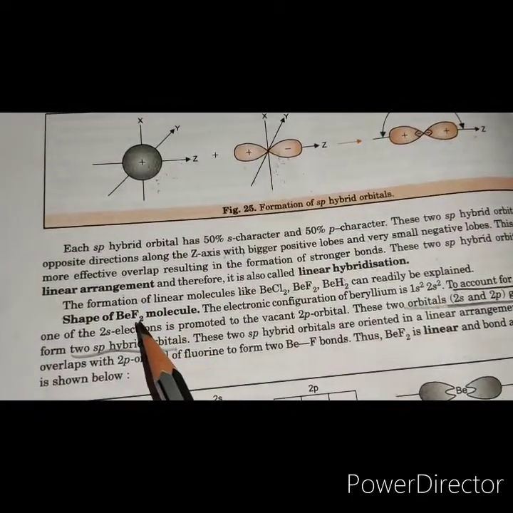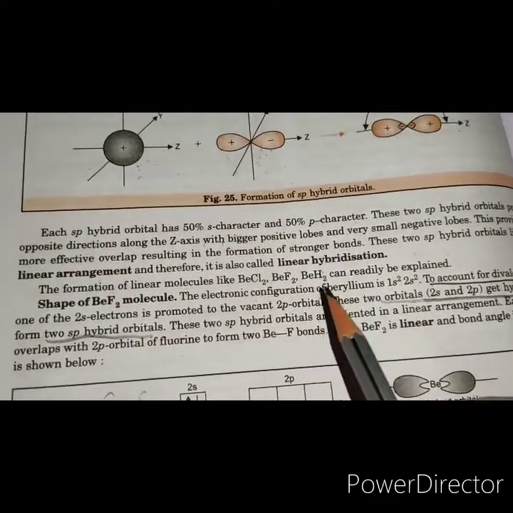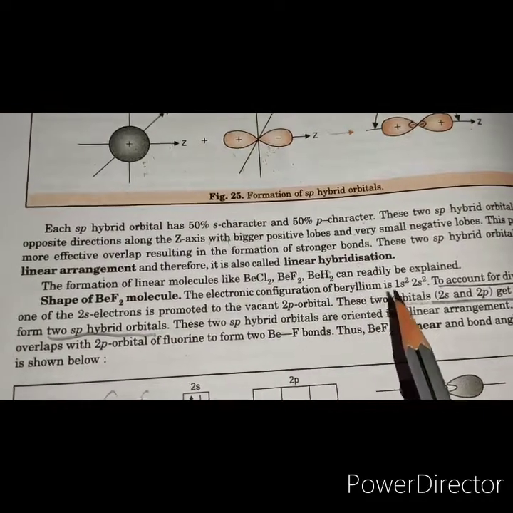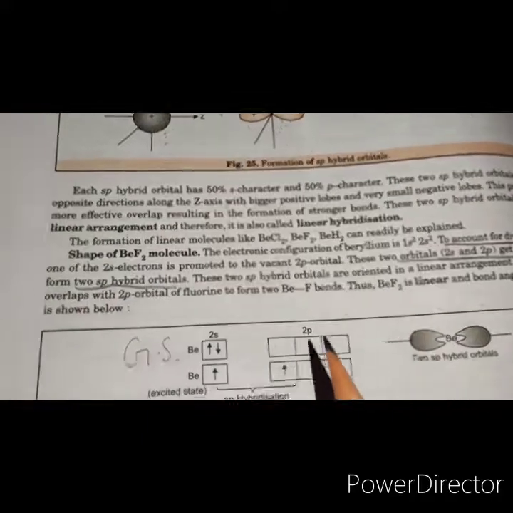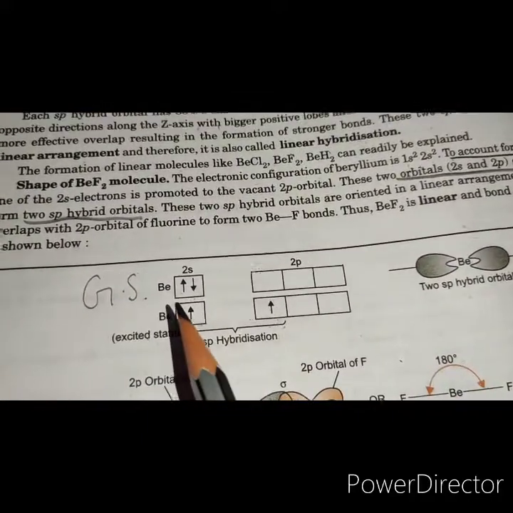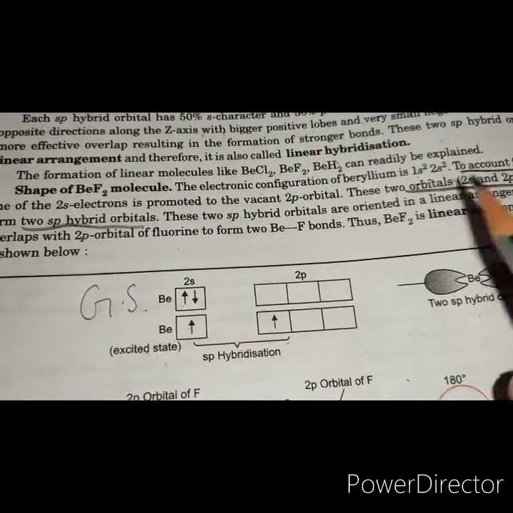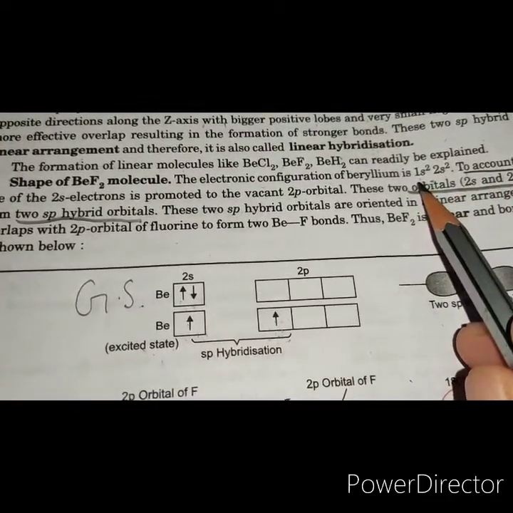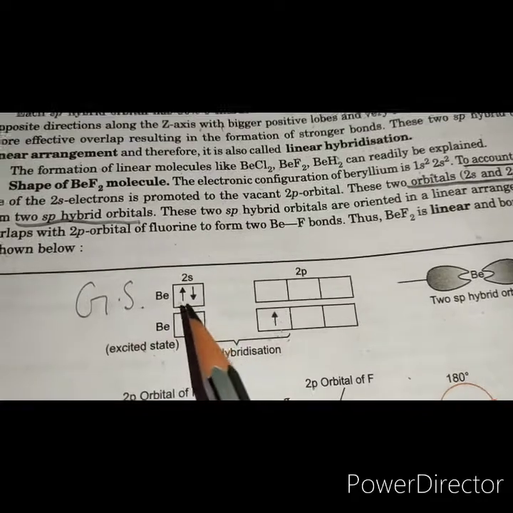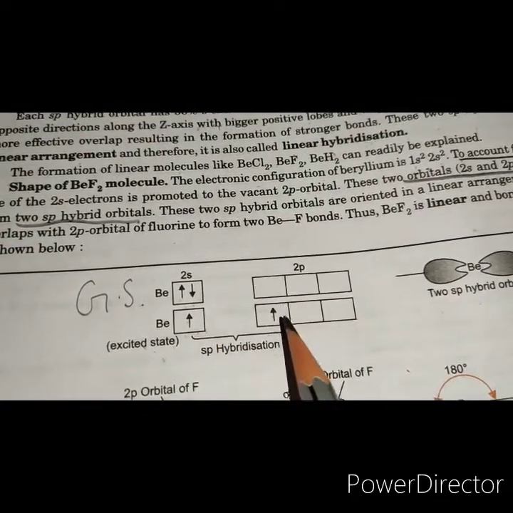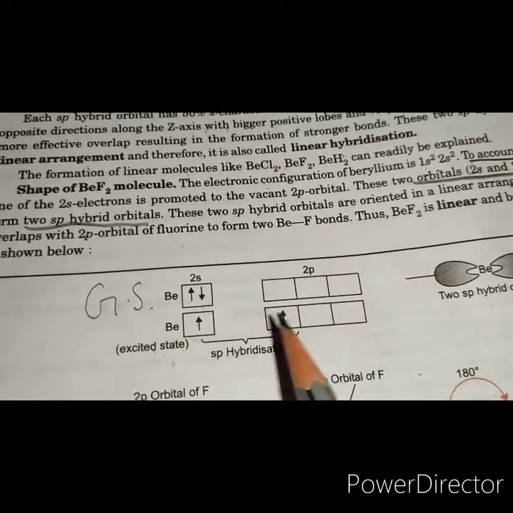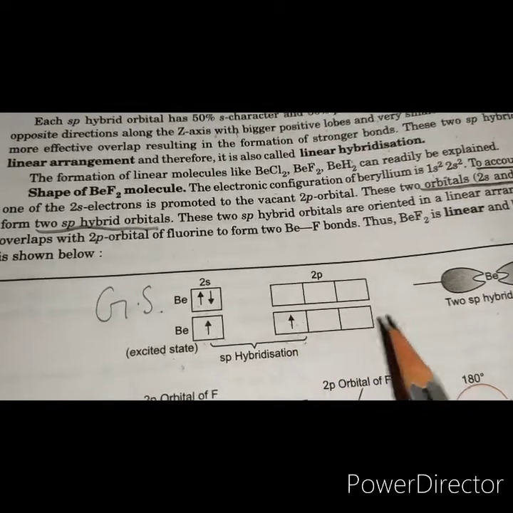Let's see the formation of the BeF2 molecule. In beryllium, atomic number 4, the electronic configuration is 1s2, 2s2, and we can represent it like this. This is the ground state. The inner electrons do not participate, so we do not mention them here. We take 2s2 and 2p. In the excited state, one electron is promoted to the 2p orbital. This is to account for the divalency of beryllium.